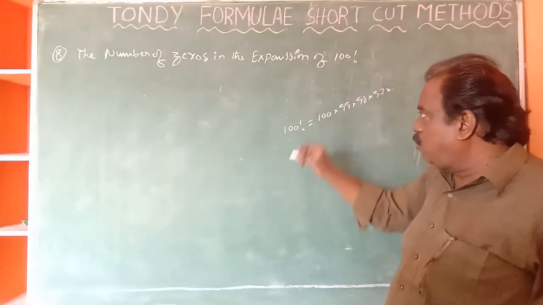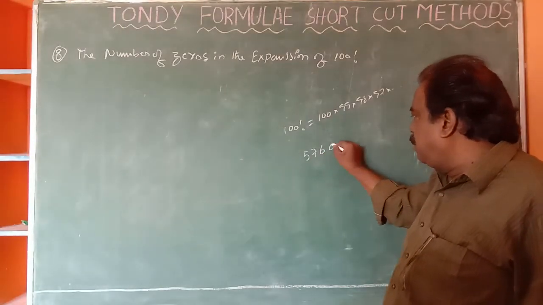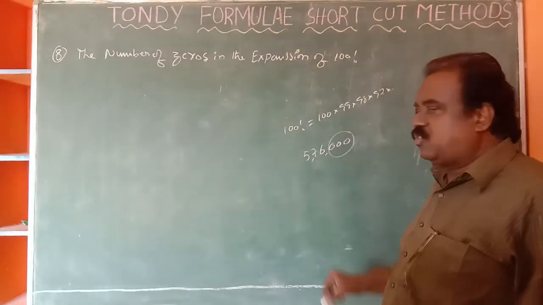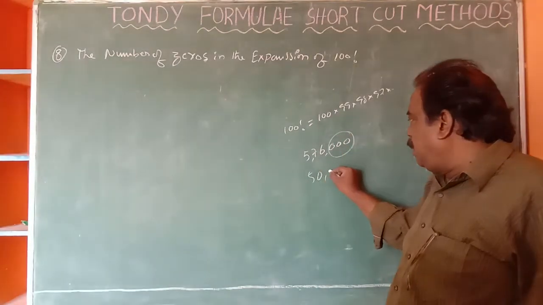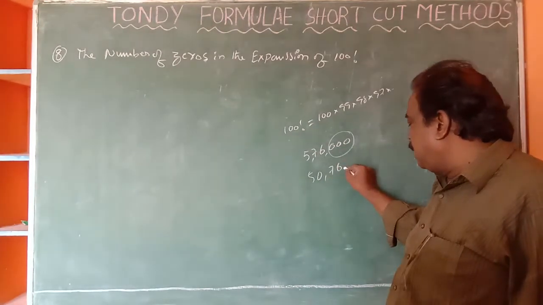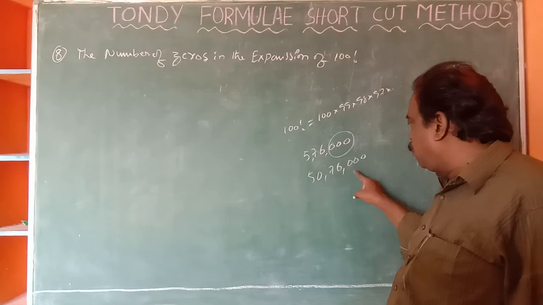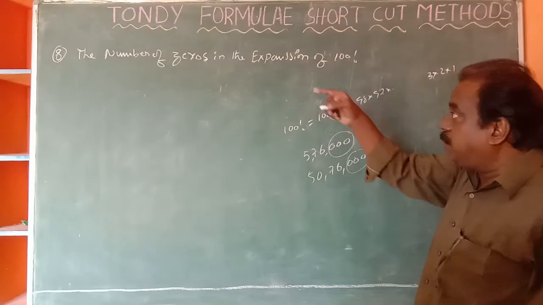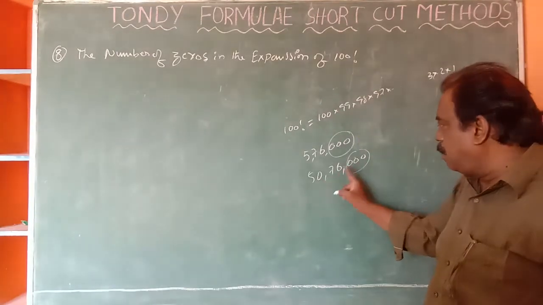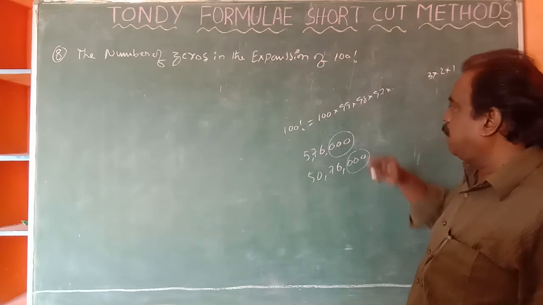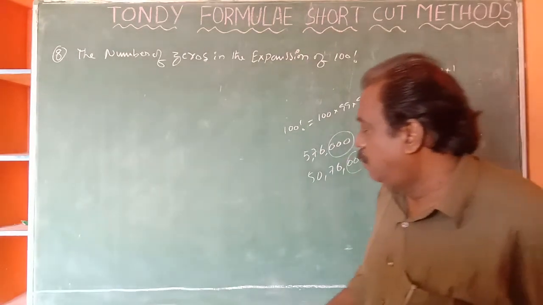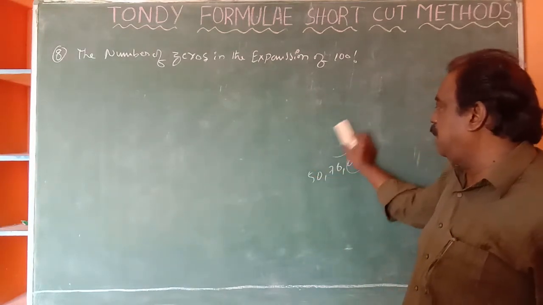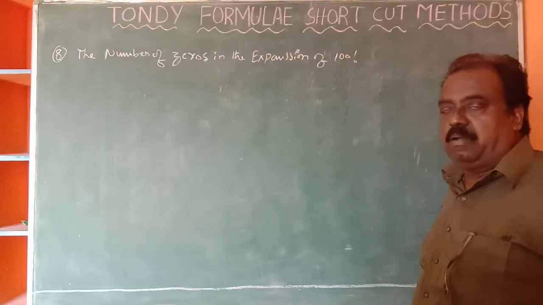For example, suppose 576 and 3 zeros means it is 5,76,000. So there are 3 zeros. Suppose 50 lakhs 60 76,000, it means not 4 zeros, only the last digits. If they are ending with zeros, that is the number of zeros. Okay, now that is the meaning. Like this, in this expansion, how many zeros are at the end of this biggest number?